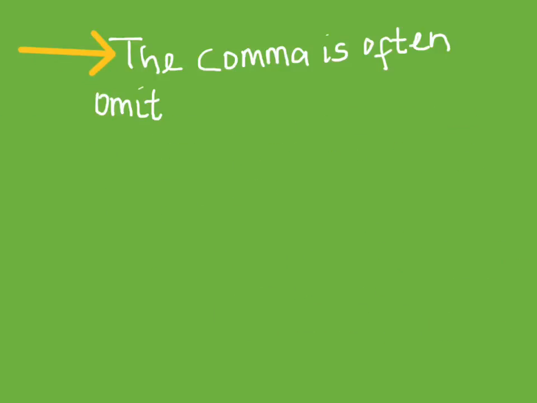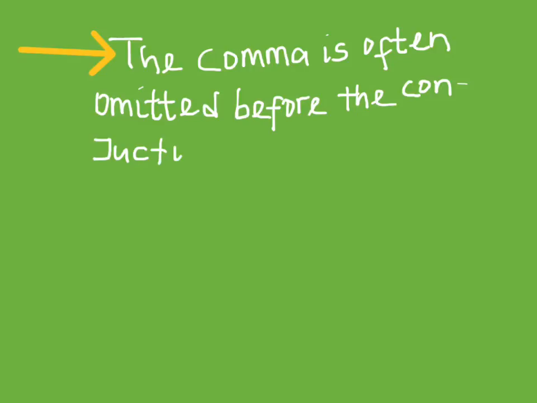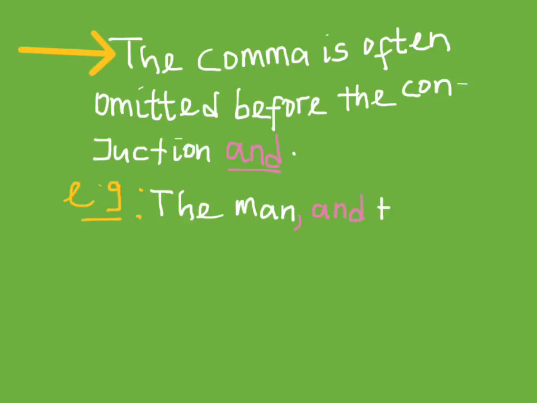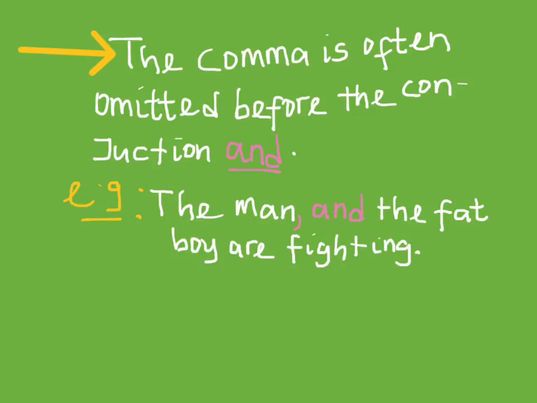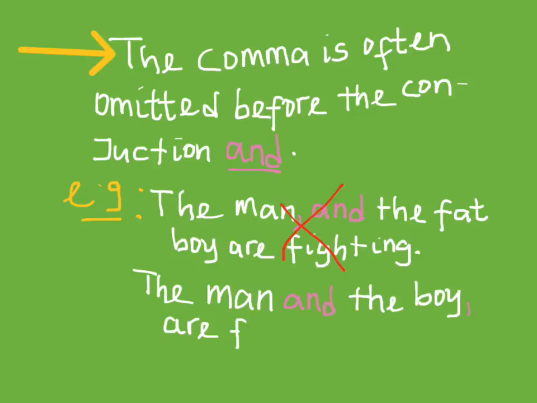Also, the comma is often omitted before the conjunction and. The comma is mostly not to be used before the conjunction and. So instead of saying, the man, and the fat boy are fighting, you rather say, the man and the fat boy are fighting. So you don't use a comma before the conjunction. You don't say, the man, and the fat boy are fighting. You rather say, the man and the fat boy are fighting, as in the second example.